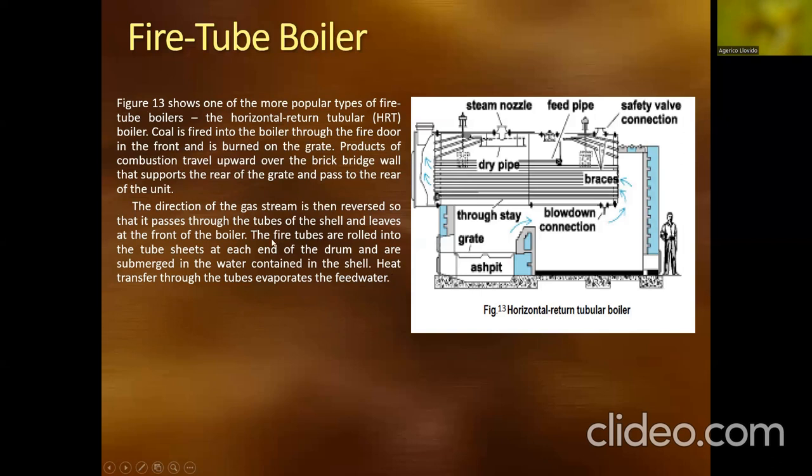Heat transfer to the tubes evaporates the feed water. These are thin, called boiler tubes. Okay, other tubes are pipes.